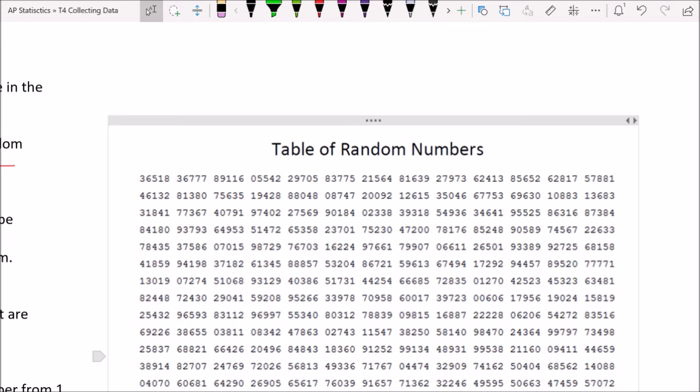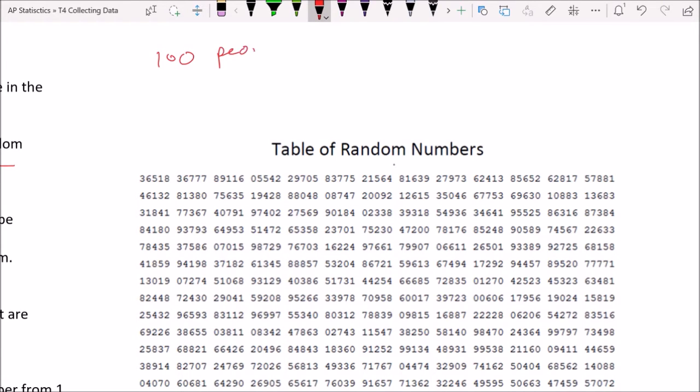Okay, so let's do an example here. Let's say that we have 100 people in a room, and for some reason they're numbered. And we want to ask 10 people some question about, do you like the music at the party tonight? The easiest thing to do would be to find the 10 closest people or the 10 people that we know and ask them, but that would be a convenience sample.